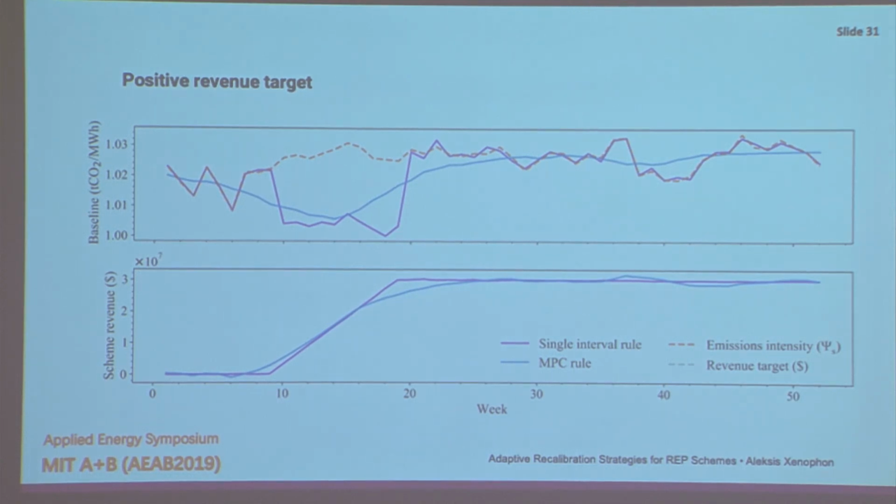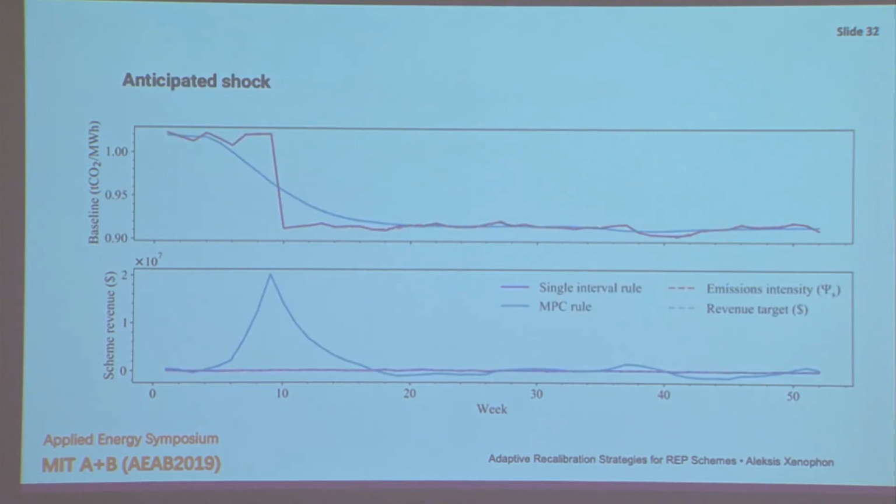You can see that starting from week 10, we have this divergence from the baseline's value, from the average emissions intensity of the system, which is this orange dashed curve here. This means that for these weeks, we're collecting more penalties than we're giving away in credits, so we're accumulating money in our bank account. And then once we hit our target, these baselines just reconverge to this kind of new equilibrium level. Okay, so let's stress test the scheme a little bit.